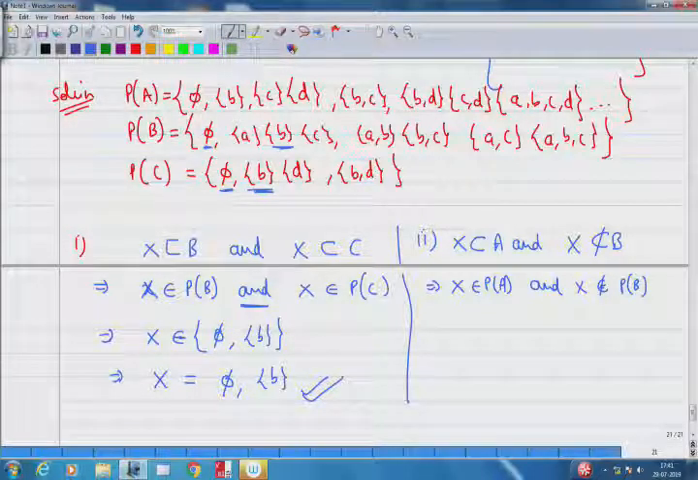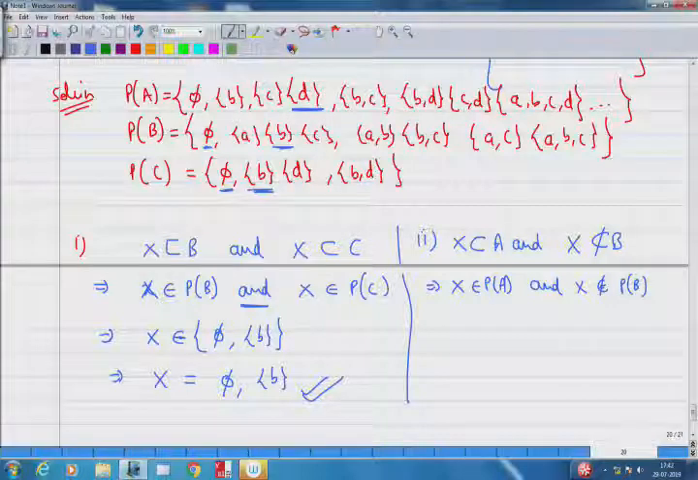So we have to figure out what are the common things in this one. We don't have to take the common things over here. Whatever is there in the power set of A, that should not be in the power set of B, that we have to take. Like you can see phi we cannot take, because phi is present in both of them. B we cannot take because B is present in both of them. We cannot take C also, but this D we can take, because D is an element of the power set of A, but it is not an element of the power set of B. So we can say that X belongs to this D.